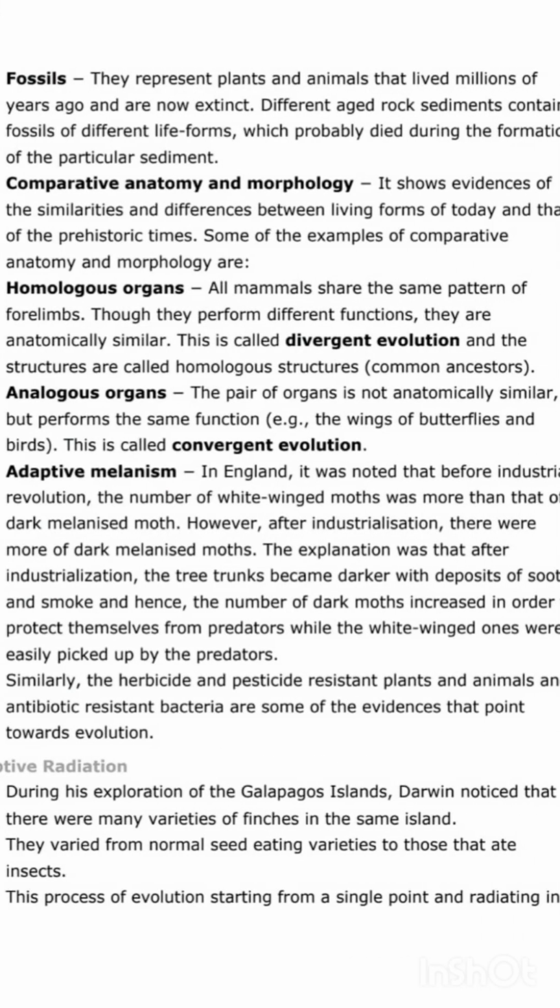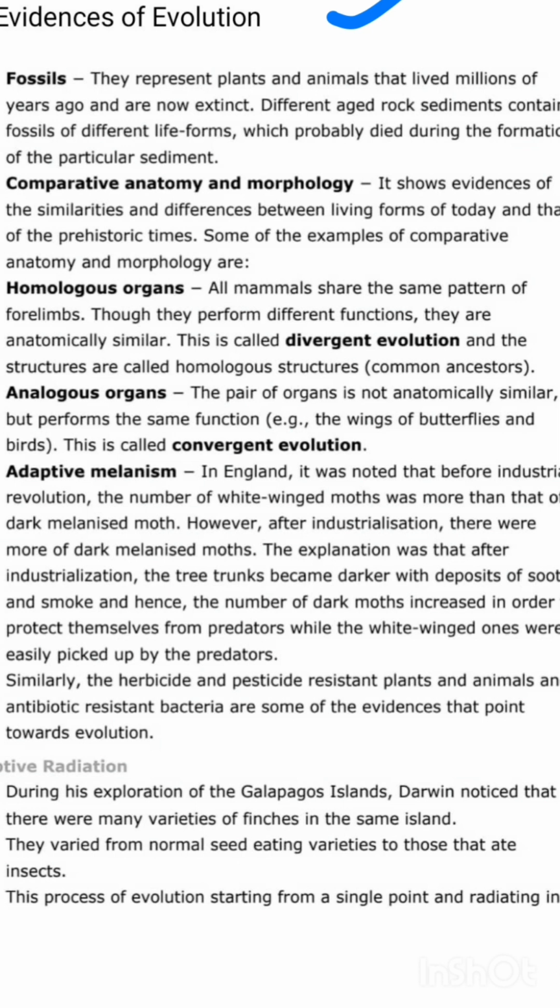Then these are some evidences of evolution, like fossils. They represent plants and animals that lived millions of years ago and are now extinct. Different aged rock sediments contain fossils of different life forms which probably died during the formation of a particular sediment.